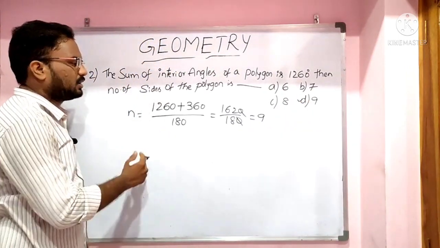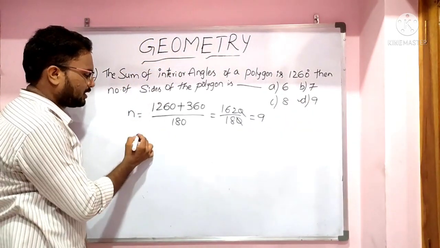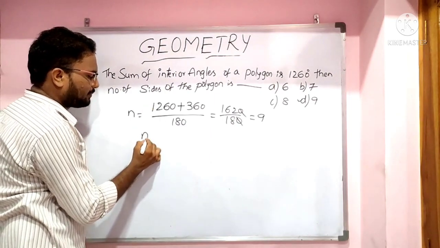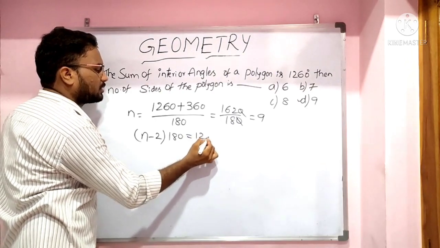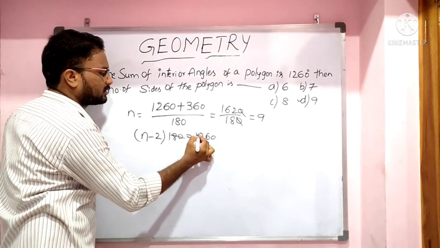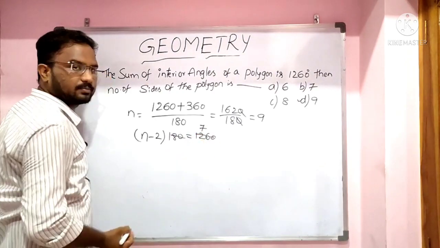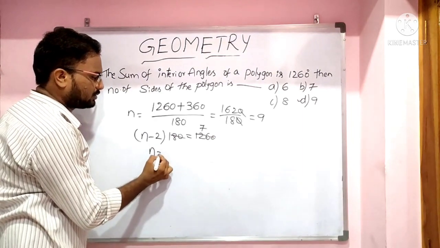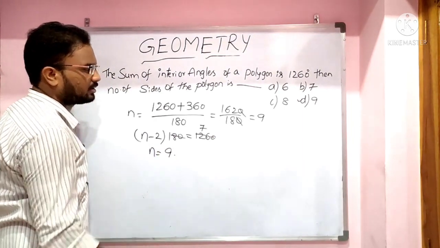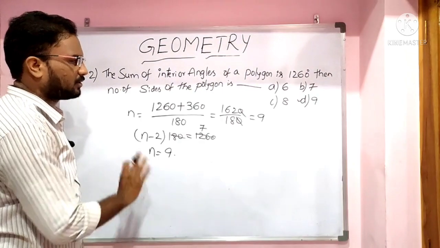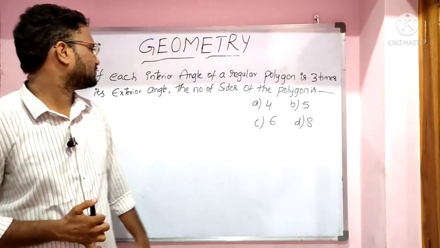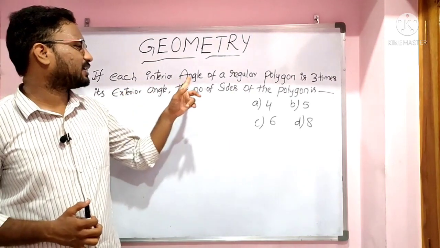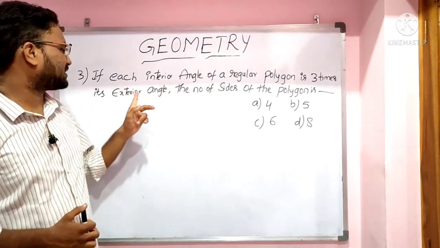Or else you can directly use the formula, okay. So the sum of interior angles formula is (n minus 2) into 180 equal to 1260, okay. 180 into 7 is 1260. So n equals 7 plus 2, 9, okay. You can use the formula directly also. So answer 9.